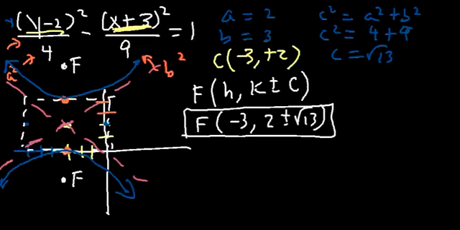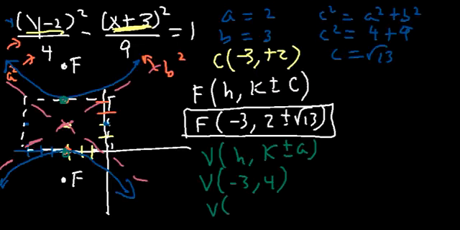And for the vertices, which are basically these 2 points, it's h comma k plus or minus a. So it's negative 3, and k is 2, so 2 plus 2 is 4, and 2 minus 2 is 0. So those are the major vertices.